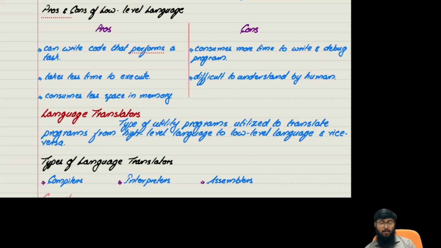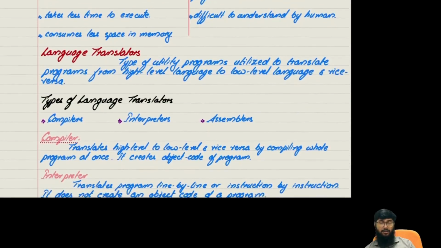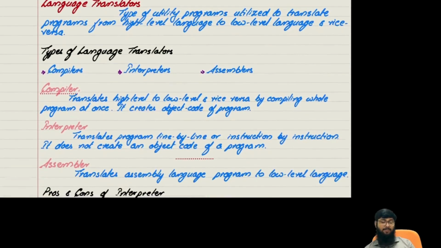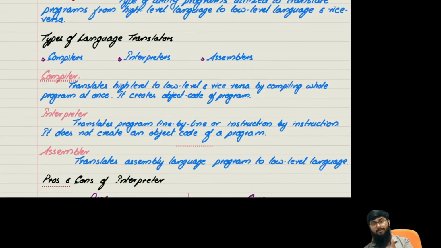Now when it comes to language translators, there are three types of language translators. They include compilers, interpreters, and assemblers. Now what are compilers?